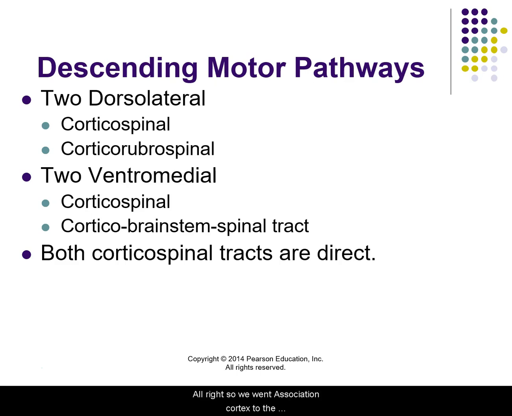All right, so we went association cortex, then we went to secondary, and then we went to primary. Okay, and now we're going to descend the motor pathways from the central nervous system into the peripheral nervous system through first the brainstem and then the spinal cord. Okay, so descending motor pathways, there's 2 dorsolateral and there are 2 ventromedial. Okay, so let's look at these.